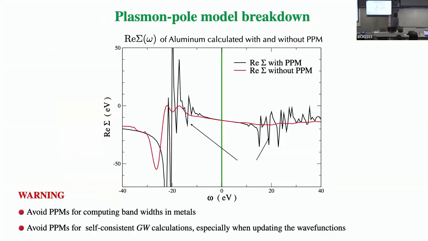And okay, this is a figure that shows the real part of the self energy in aluminium calculated with and without the plasmon pole. This is the Fermi level. And as you can see, the plasmon pole leads to an unphysical oscillation in the metallic system.